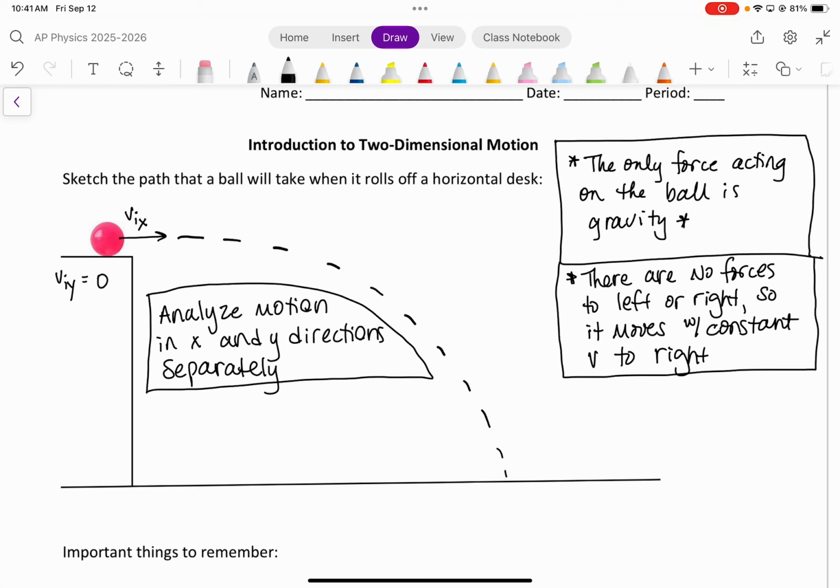I also know that it has some acceleration in the y direction, and that is going to be equal to negative 9.8 meters per second squared. My velocity in the x direction, however, is constant. So if I have constant velocity, what is my acceleration? Zero. It's 0.